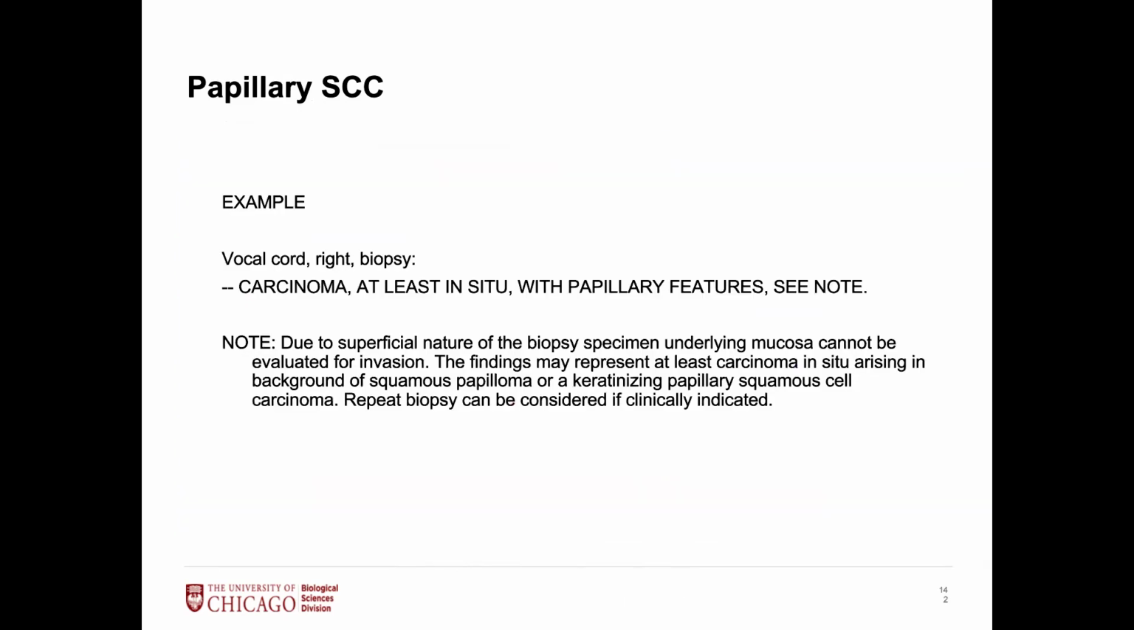In that situation, you can write this note: carcinoma, at least in situ with papillary features, and say that, because it's superficial, I cannot evaluate for invasion, but it may represent either carcinoma in situ arising in a squamous papilloma or a keratinizing papillary squamous cell carcinoma. Let them make that clinical correlation in some way.